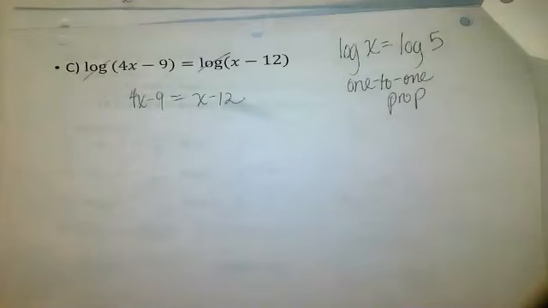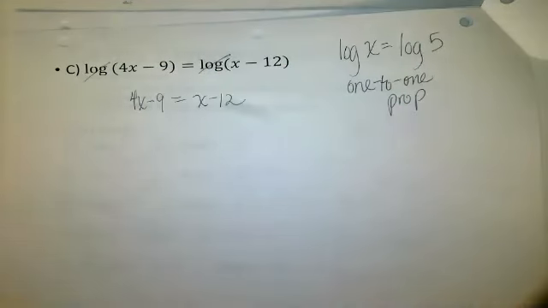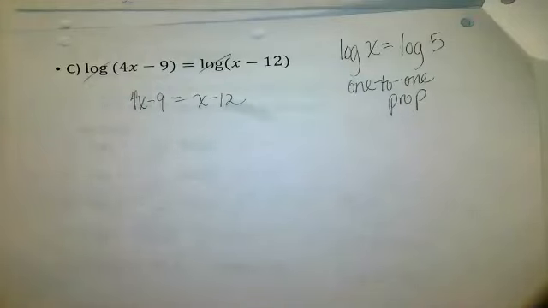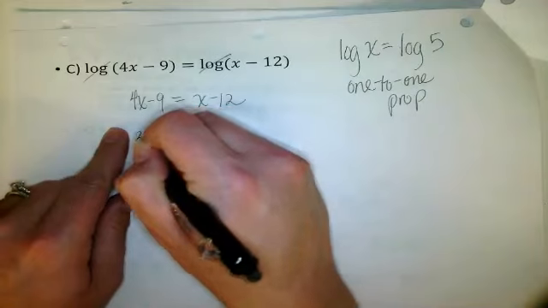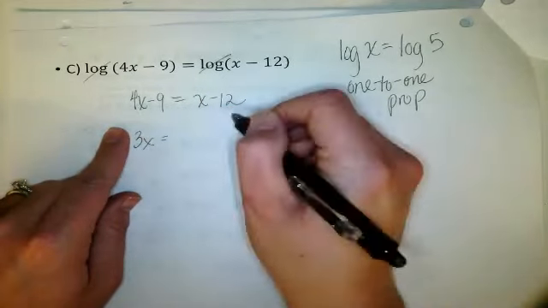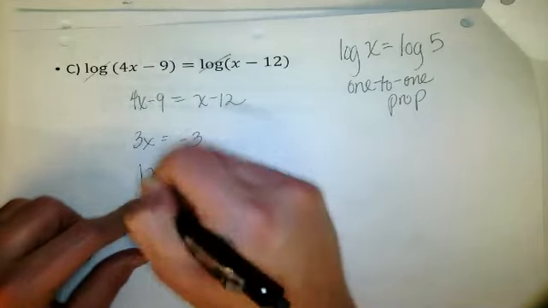Now, the other way you could do this is we could subtract this and move it over and condense, and it's a lot harder. So let's keep it easy. I'm going to subtract an x, so it'll be 3x, add a 9. So x equals negative 1.